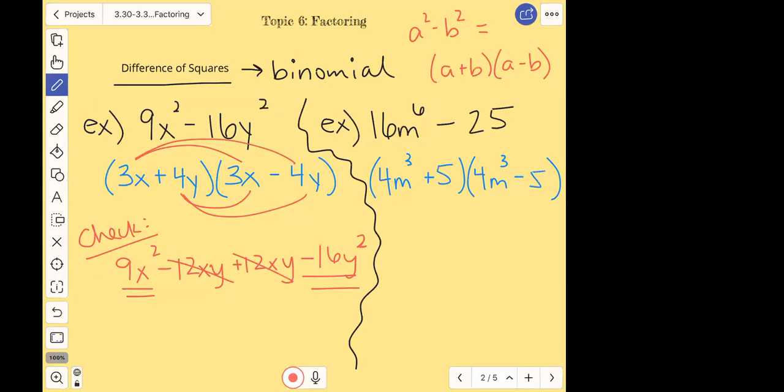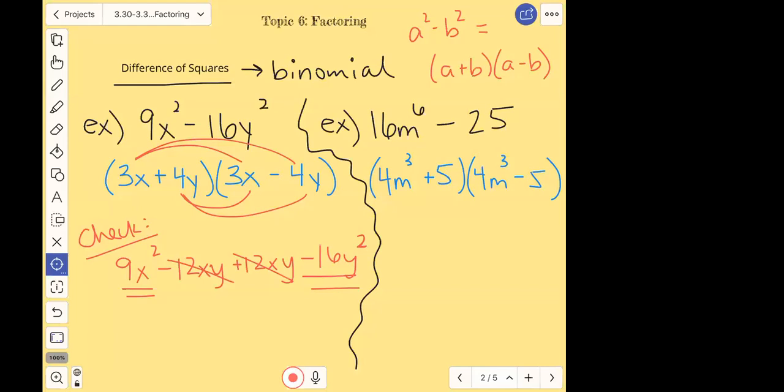Like, say if it's 16m to the 12th, would that be 6 or what? Yeah, 4m to the 6th. So just half. And that works here too, right? Like x squared, its square root's just x to the first. Yes, half of 2.